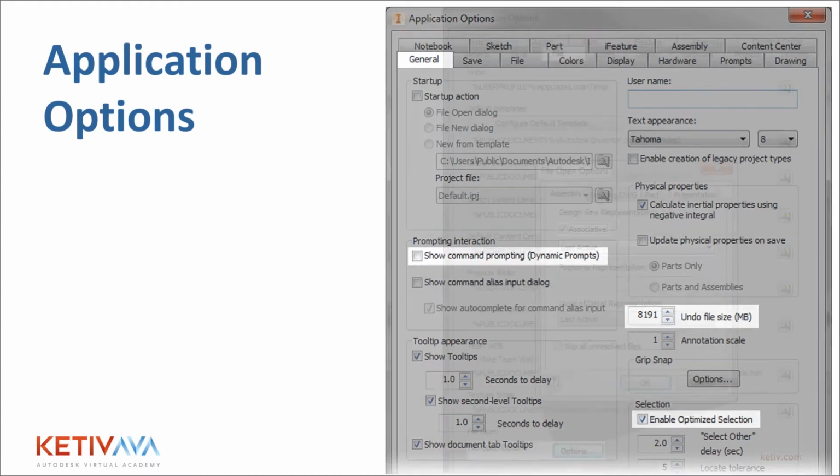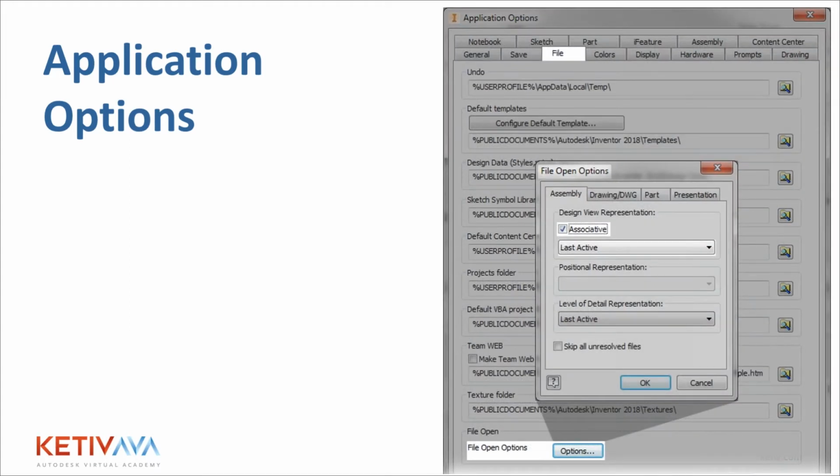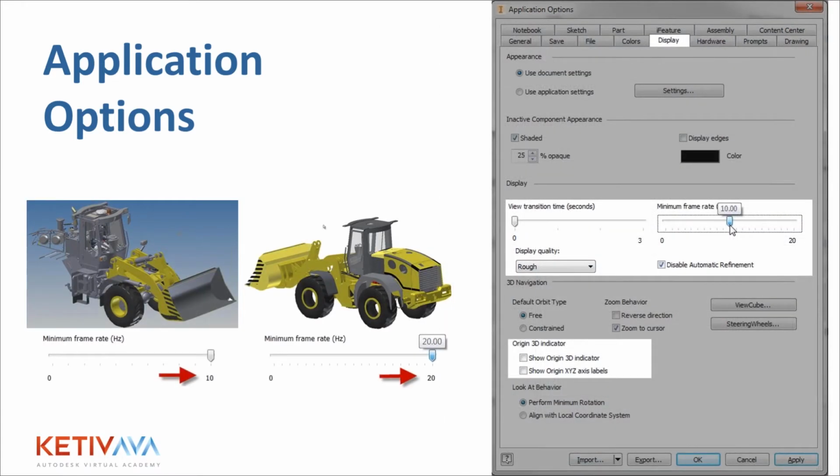Okay, so if we move on to another tab here, this is typically on by default, but on the File tab in your application options, you have an option at the very bottom that says File Open Options, and you want to make your design views associative by default. If that's unchecked, if you use a design view and you update it, change it, your drawing doesn't update and change automatically. And you'll want that because you'll want to use design views to create drawings when you're working with these large assemblies.